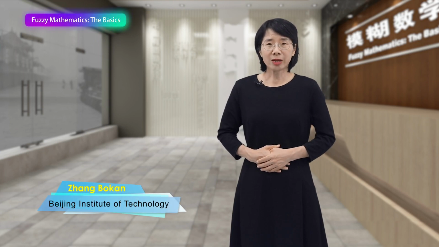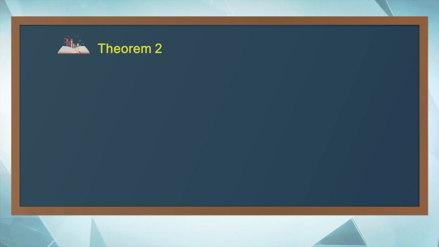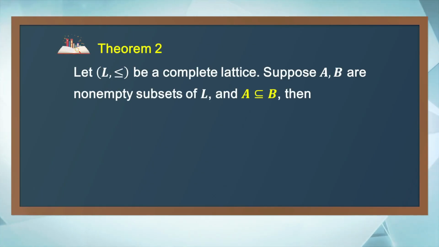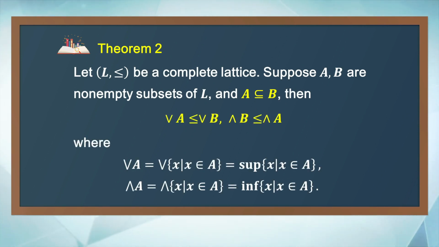Theorem 1 says a complete lattice is bounded. Next, theorem 2. Suppose this is a complete lattice. A and B are two non-empty subsets. If A is a subset of B, then the supremum of A is less than or equal to the supremum of B. The infimum of B is less than or equal to the infimum of A. We will prove the first inequality.